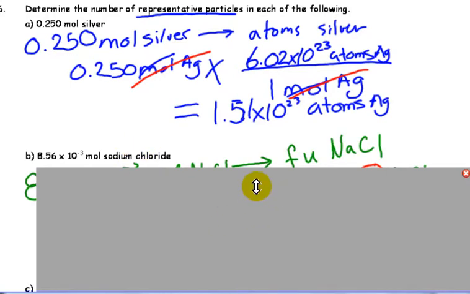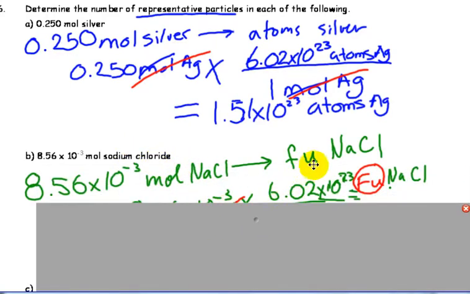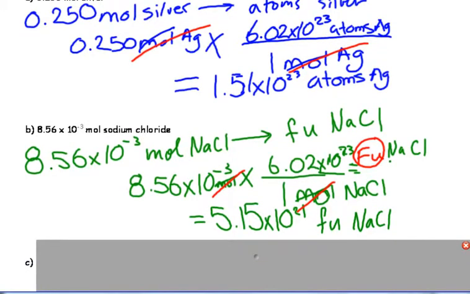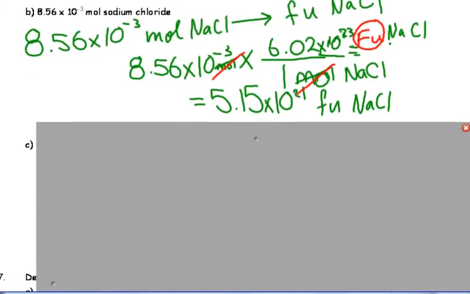Sodium chloride. Sodium chloride, of course, is a formula unit. It's not an atom, because it's two things. It's not a molecule, because sodium is a metal. So a metal and a non-metal, the unit we use for that is formula units again. So moles going to formula units. If you set it up like this, you'll be able to easily see what the unit was before, what the unit is after, what the unit is before, what the unit is after. So we have 5.15 times 10 to the 21 formula units of NaCl.